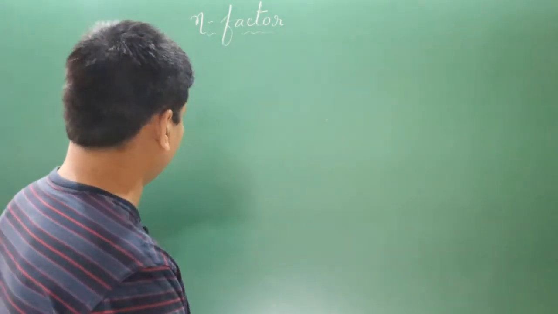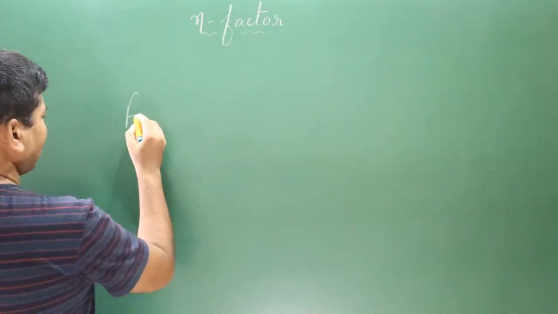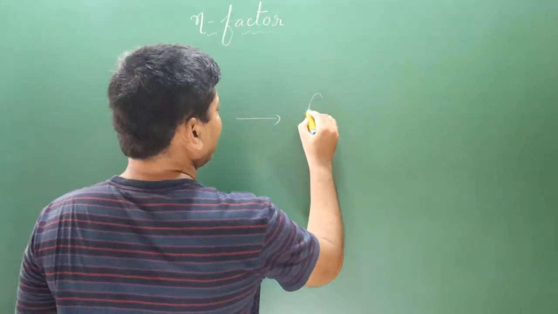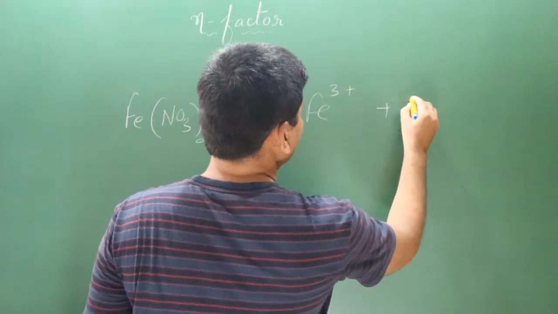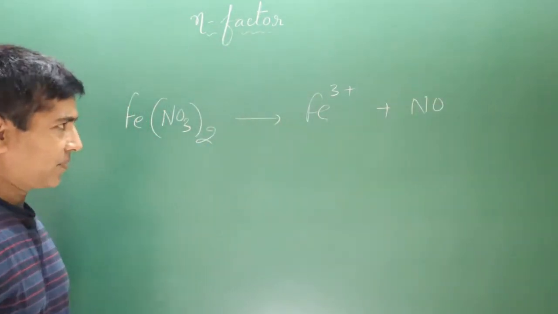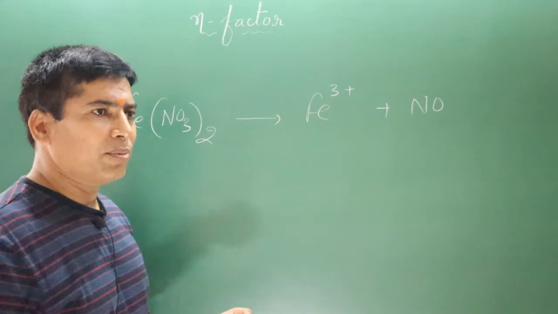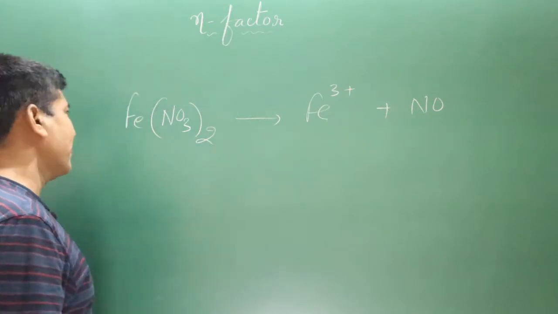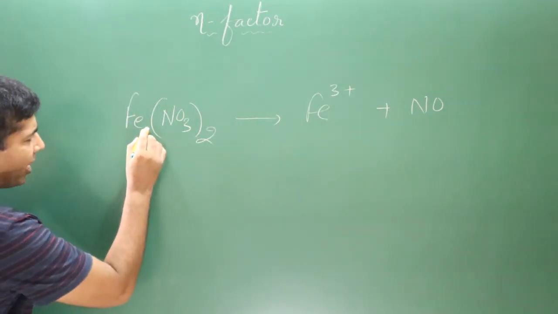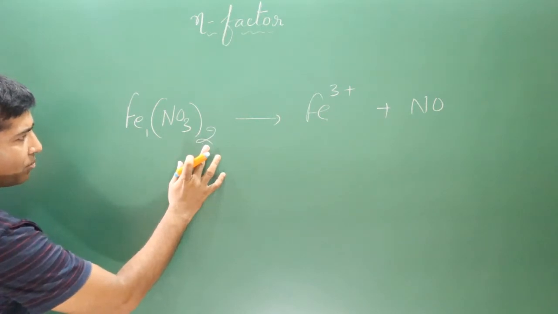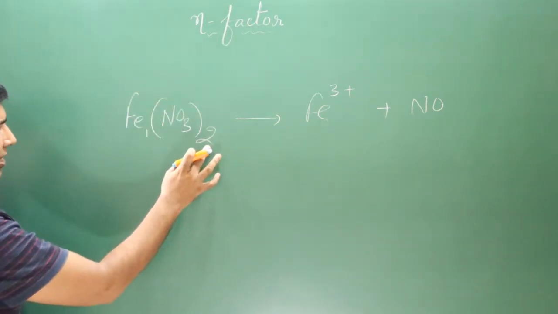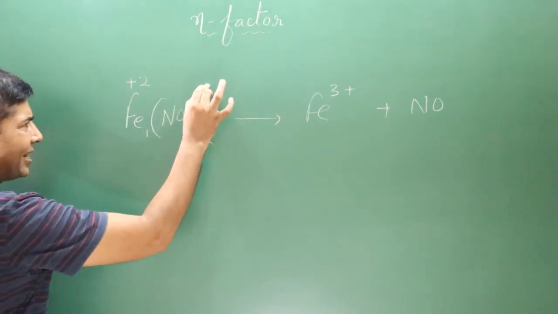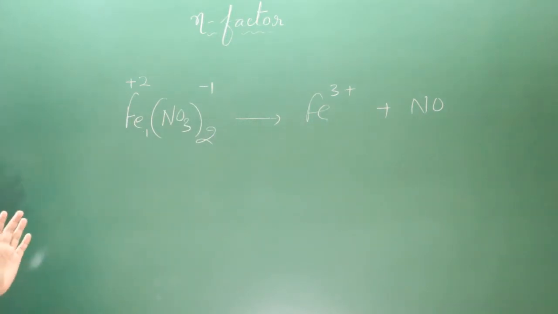Let me take one example on the board. Let's say we have one redox reaction: Fe(NO3)2 gives Fe3+ and NO. Okay, this is a redox reaction. To identify whether it is an intermolecular or intramolecular redox reaction, we write down the oxidation numbers of the elements. There is one iron, and as we have the number 2, we can crisscross the number 2 to find the charge. So 2 will go on the other side; the first one is positive, the second one is negative.